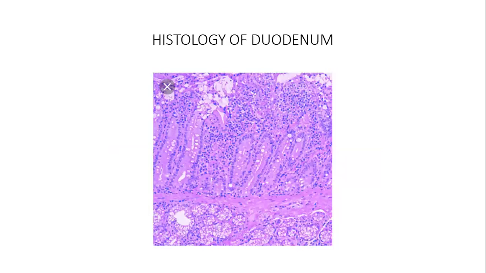This is the duodenum. So in hyperacidity, there will be ulceration in the duodenum known as duodenal ulcer. You can see this is the histology of duodenum having the villi and in the submucosa, Brunner's glands are there. So in duodenal ulcer, hyperacidity will be there, causing discontinuation of the mucosa, and there will be ulcer.